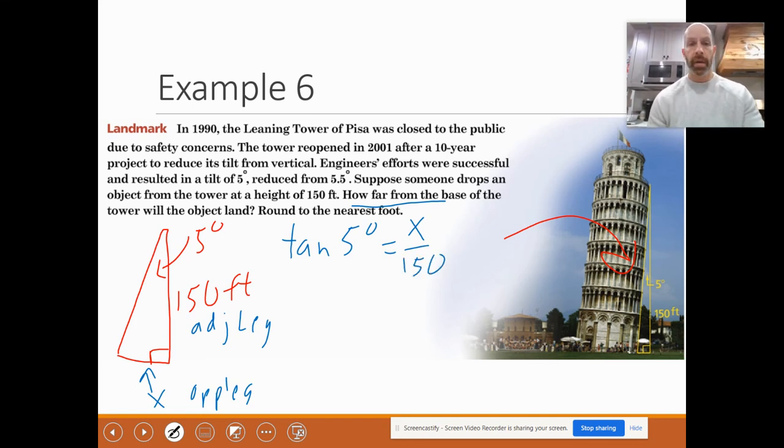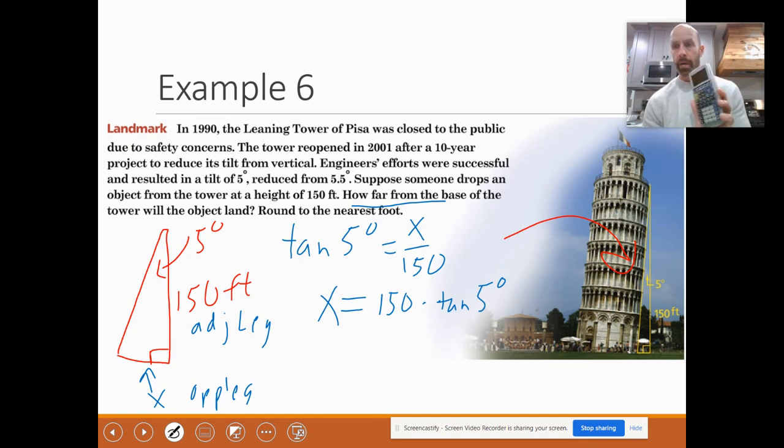Basically what I did there, if the angle's 5, then the ratio will be the opposite leg divided by the adjacent leg, which is 150. In other words, I'm going to cross multiply, and x is going to be 150 times the tangent of 5. Now here's where we're going to need a calculator. I've got my calculator ready to go. There's a button that says TAN. You need to make sure you're in degrees, but you do 150 times the tangent of 5.